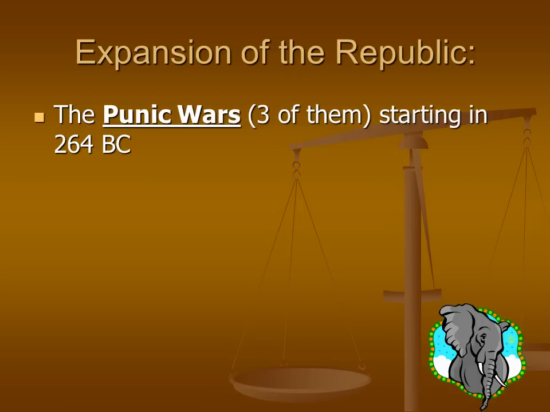And the wars with Carthage are called the Punic Wars. These wars take place between 264 and 146 BC. So you're looking at over 100 years of fighting between these two societies. Again, they're between Rome and Carthage. Carthage is a city-state, again, in North Africa.